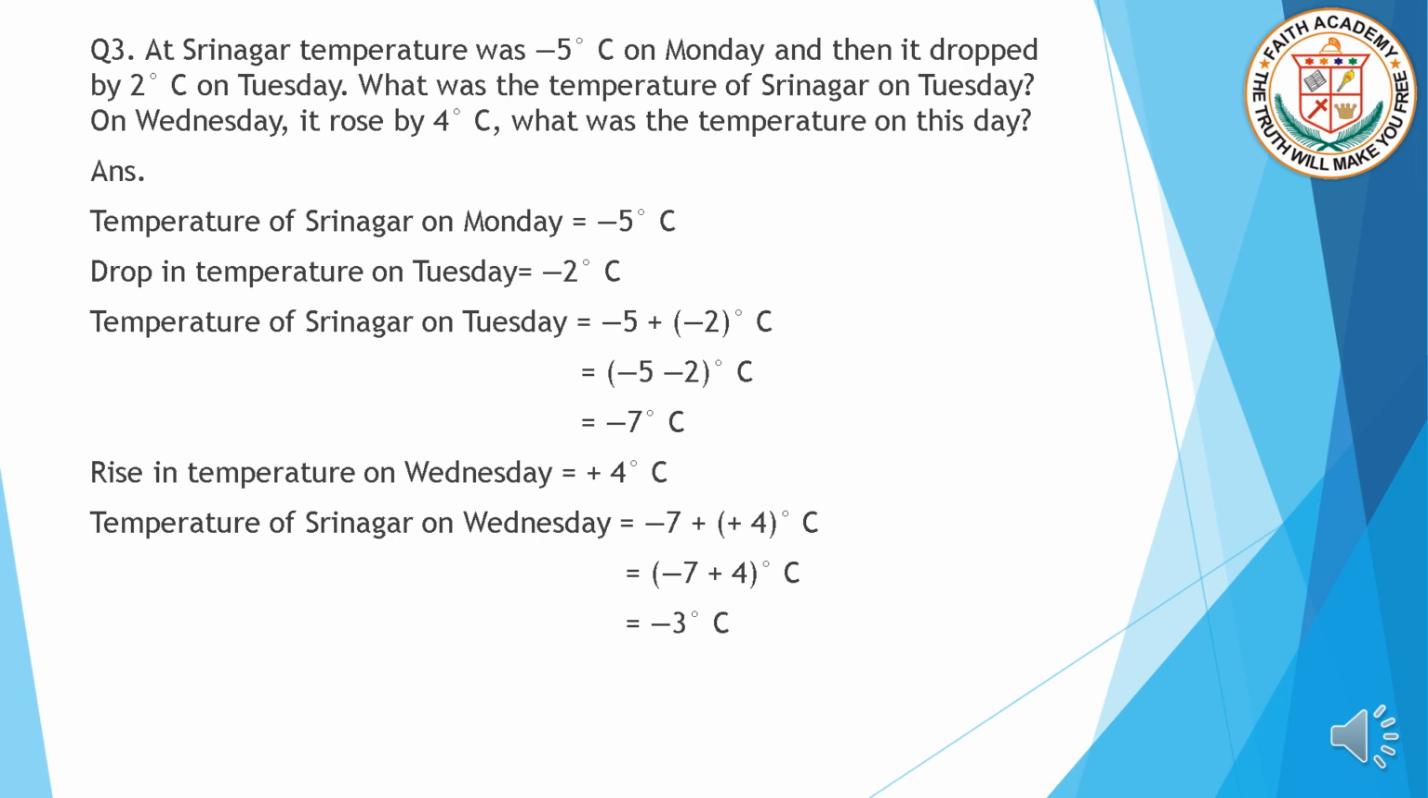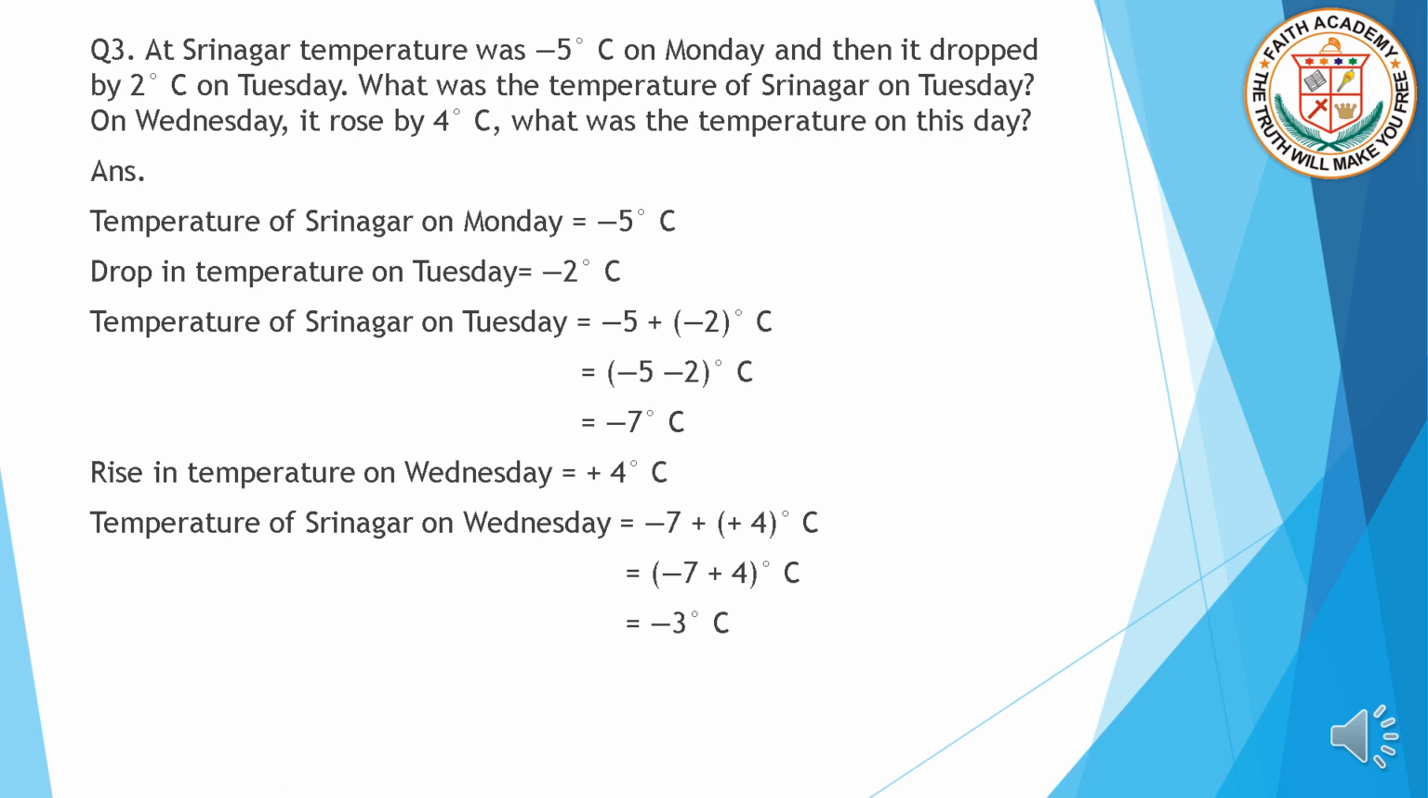So the answer comes out to be -7 degrees Celsius. Temperature of Srinagar on Tuesday is -7 degrees Celsius. Now the second part of the question says that the rise in temperature on Wednesday is 4 degrees Celsius. So there was a rise in temperature.